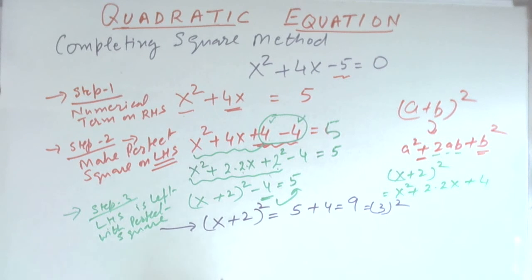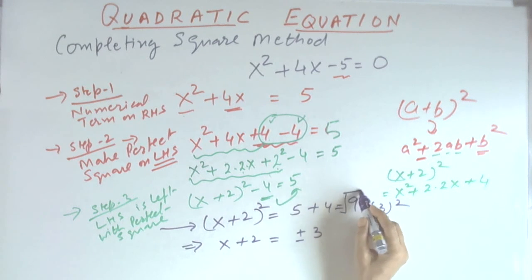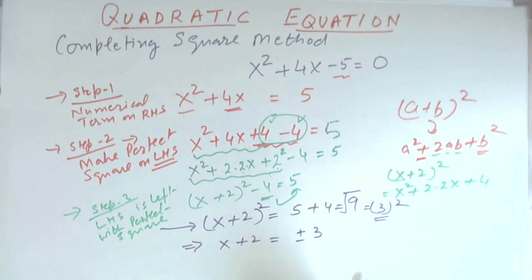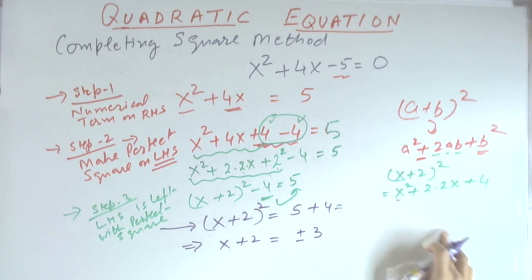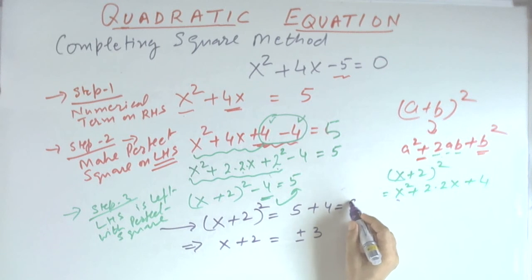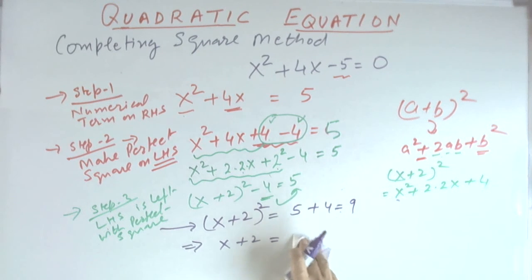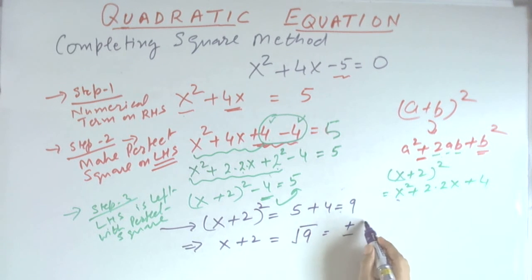Then by taking the square root on both sides, we will know that x plus 2 is equal to plus minus 3, because 5 plus 4 was 9. So x plus 2 will be equal to under root 9, which will be equal to plus minus 3.